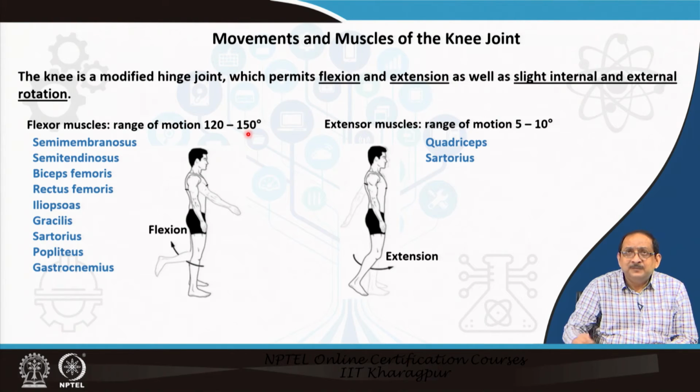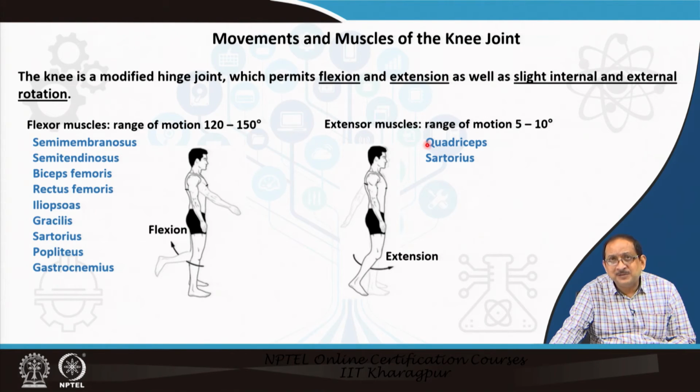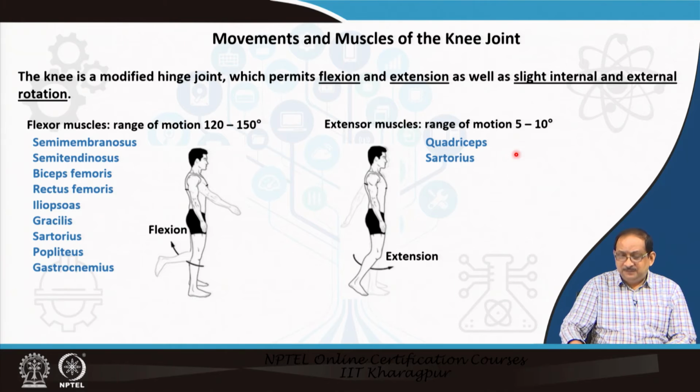On the other hand, the extensor muscles, quadriceps and sartorius, are responsible for the extension movement, and the range of motion can vary from 5 degrees to 10 degrees for different subjects.